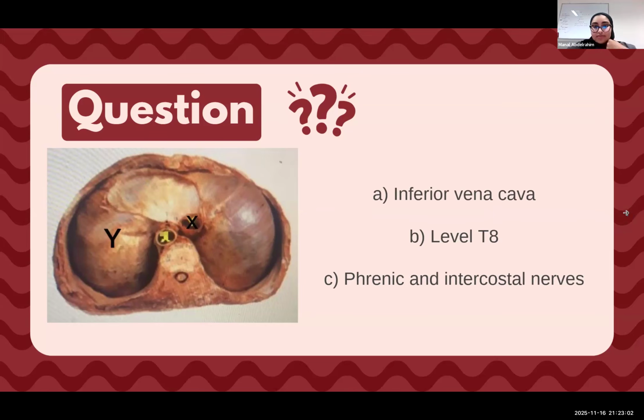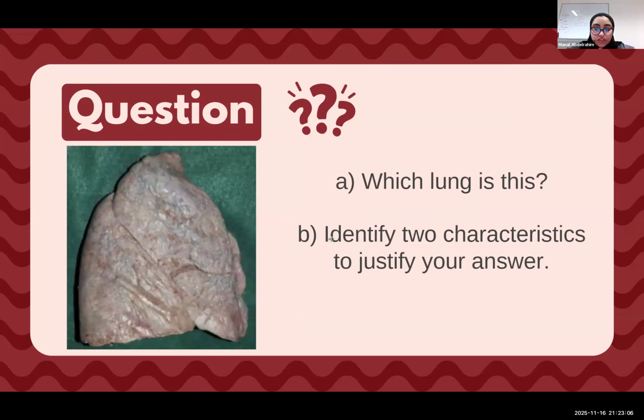Another question. Which lung is this? And what are two characteristics to justify your answer? This is the right lung. Okay. And what are two characteristics? Horizontal fissure and middle lobe. Right. Amazing. But it would actually be oblique fissure because horizontal fissure is also present in the left lung. It's amazing.